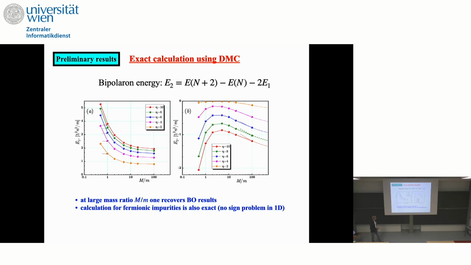And here is the energy of the single polaron, which is similar to what I've shown you before as a function of the mass ratio. And here the energy of the bipolaron as a function of the mass ratio. And indeed, for large mass ratios, we recover the results of the Born-Oppenheimer approximation, which is provided here. So I would like to stress here that this, even though it is a fermionic calculation, is exact. There is no sign problem in one dimension, because in one dimension you know exactly where the nodes are, and so your quantum Monte Carlo calculation is exact.